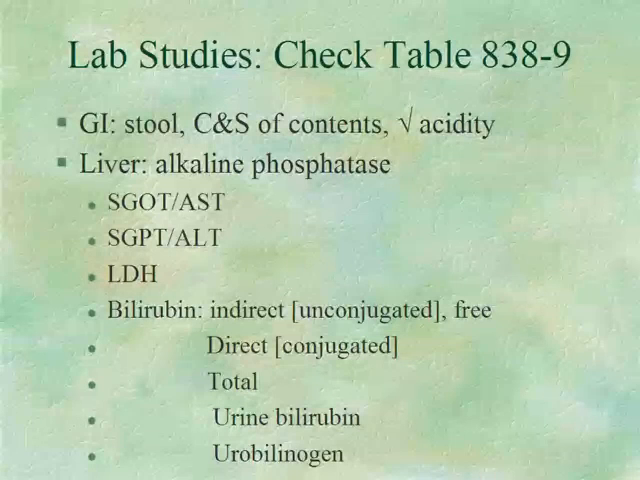A bilirubin can be either indirect, which is looking at your unconjugated bilirubin, or your free bilirubin, and that will increase with hemolysis, Kupffer cell injury to the cells in the liver. Your direct bilirubin looks at your conjugated bilirubin, and that will increase with obstruction or liver injury.